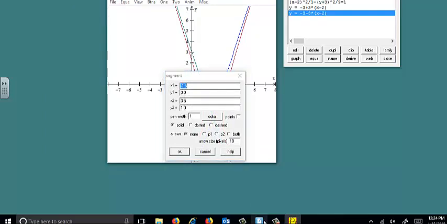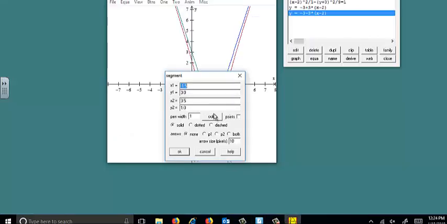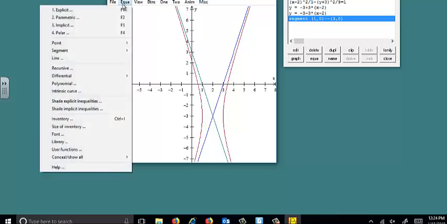Now I think I should be able to put in a line segment, and I just have to put in the corner values for this box. So it's going to be 1, 0, and 3, 0. Put that in there. Actually, go the other way around: 1, 0, 3, 0. Say OK. Okay, I don't see it. Oh, it's right here. You can't see it because it's on the axis.